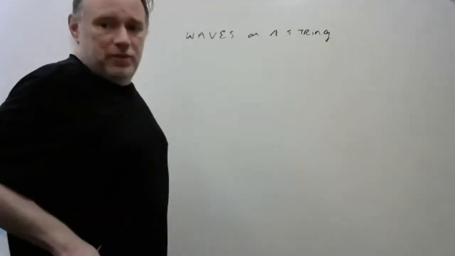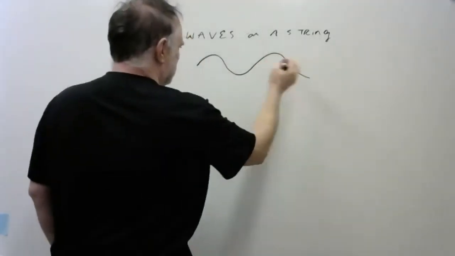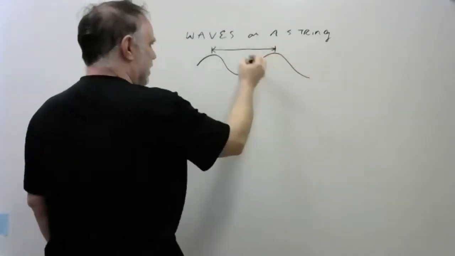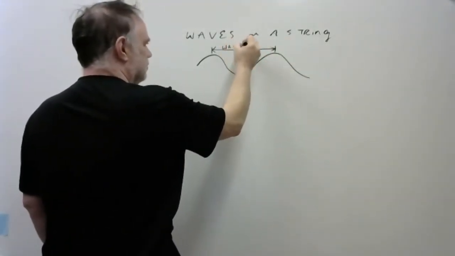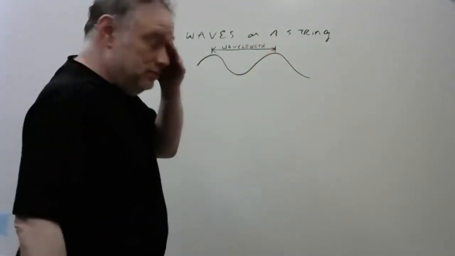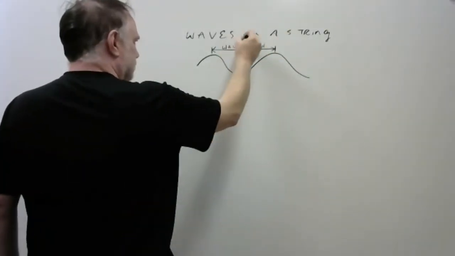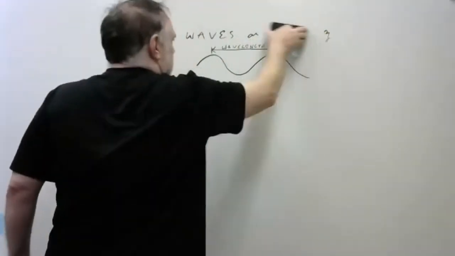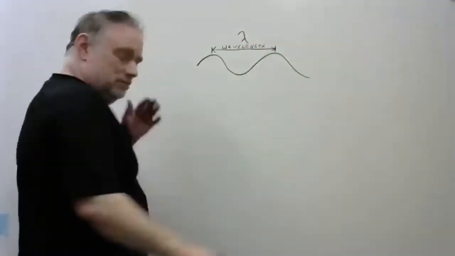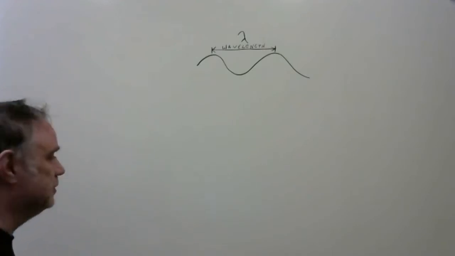And so we need to define a couple things about a wave. First of all, if I just draw a wave like this, the distance between any two crests on a wave is referred to as a wavelength. And we use the Greek letter lambda to symbolize wavelength. The reason we use lambda is because we ran out of L. We use L for everything else.